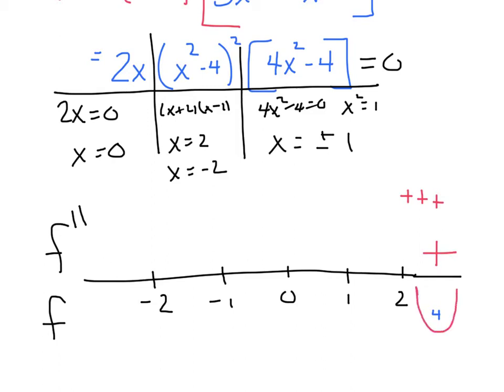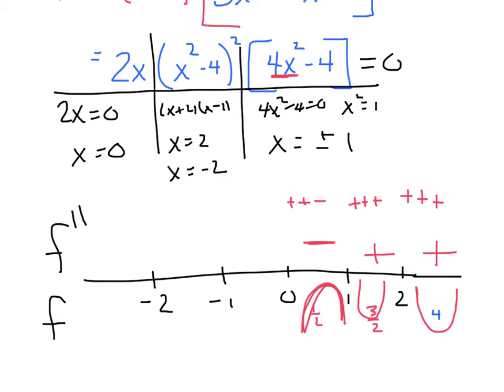I'm going to plug in a 1.5 or 3 halves. 2 times 3 halves is a positive. This middle term is always positive because I'm squaring it. If I square 3 halves, I get 9 fourths times 4 is 9, minus 4 is a positive. So that's concave up still. Here I'm going to plug in a 1/2. 2 times a half is a positive. The middle term is always positive because we're squaring it. 1/2 squared is 1/4. Times 4 gets me a 1, and 1 minus 4 is a negative. If I multiply those together, I get a negative. So now I'm concave down.